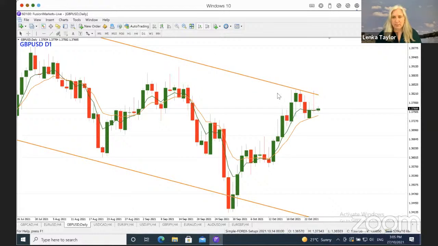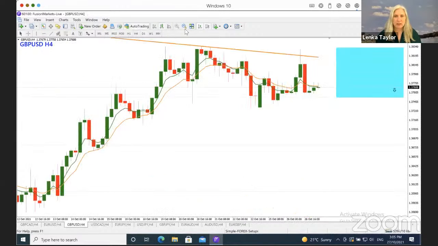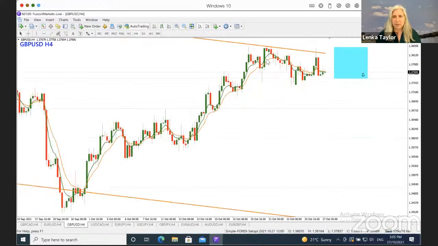On the daily time frame, we have had that quite long-tailed pin bar. So I'm happy with that as a potential, looking at the reversal here. And on the 4-hourly, I'm looking for further confirmation. So if we have the price pull up a little bit, and then we have another reversal, then I would be looking for short then.